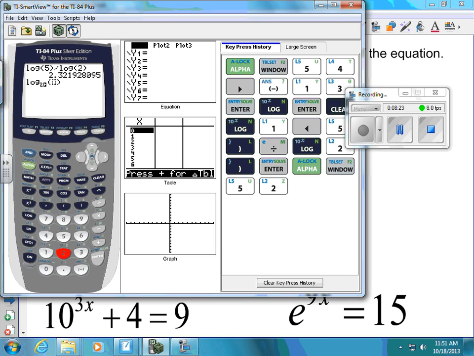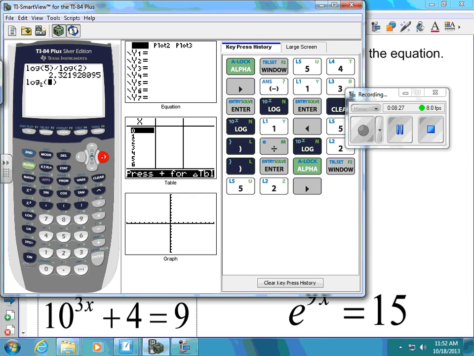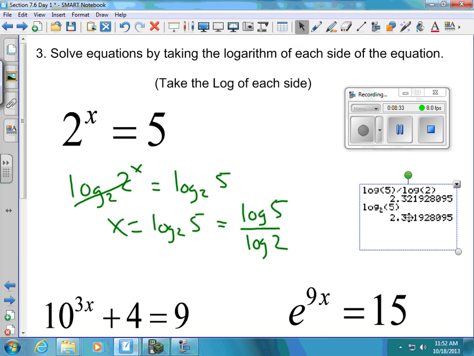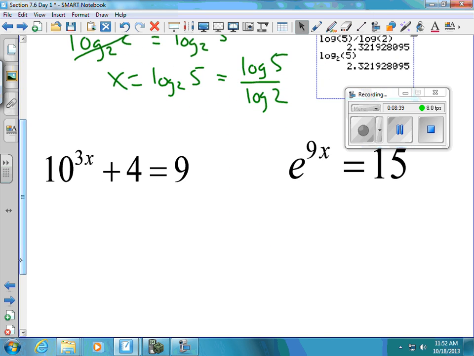Now remember, we also have alpha window in our calculator, and we can just say log base 2 of 5. Do that. And we get the same answer. So those are the two ways you're going to evaluate. Use the change of base theorem or use the alpha window button. Okay? Down here, very similar, except it's just going to make it even easier for us.